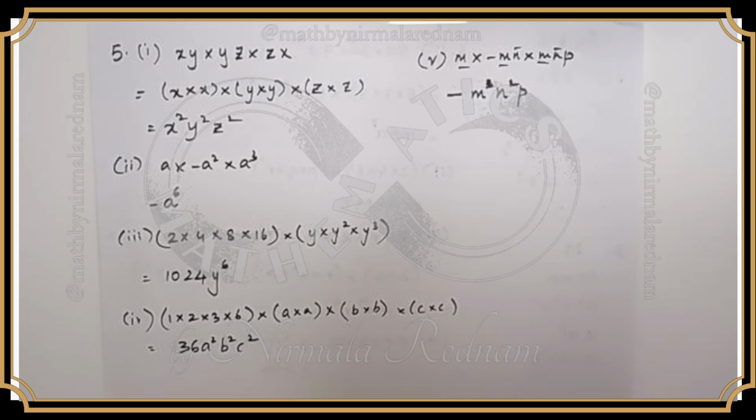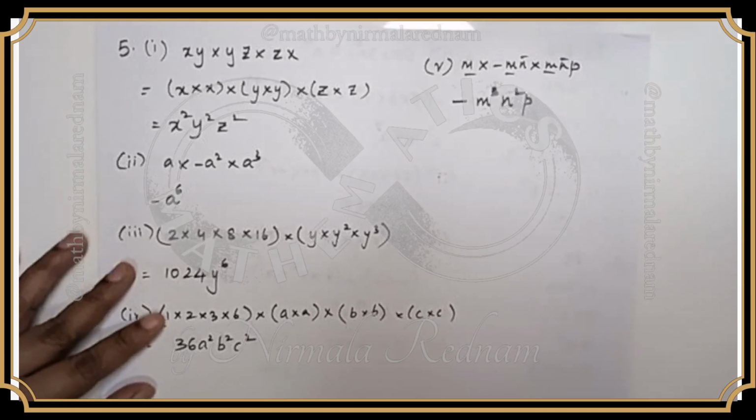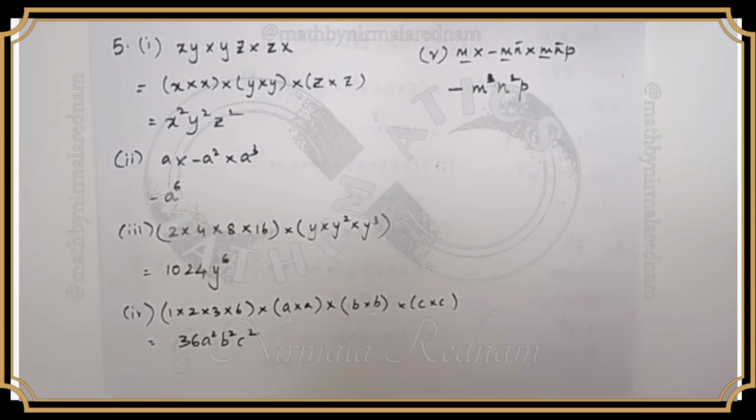So with this we complete the second exercise 8.2. Here all we have done is we have found out the product of any two or more given monomials. If you have noticed, we have dealt only with monomials in this particular exercise. In the next video, we'll be discussing exercise 8.3.